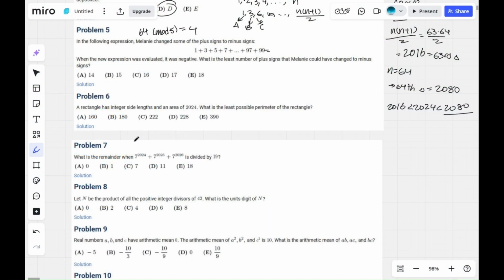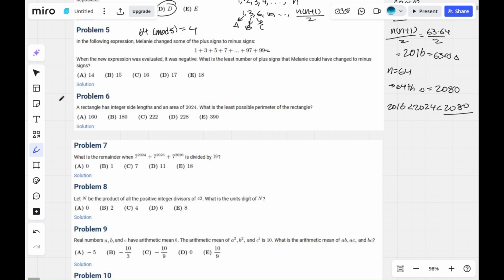So for question 5, the problem says, in the following expression, Melanie changed some of the plus signs to minus signs. So 1 plus 3 plus 5 plus 7 plus ... plus 97 plus 99. When the new expression was evaluated, it was negative. What is the least number of plus signs that Melanie could have changed to minus signs?